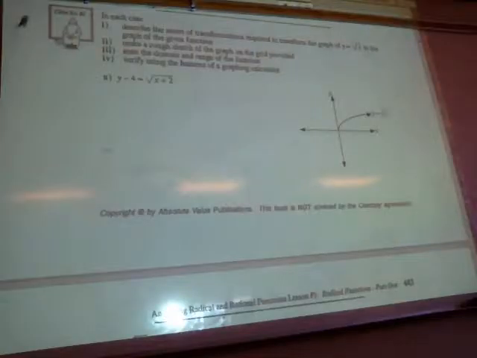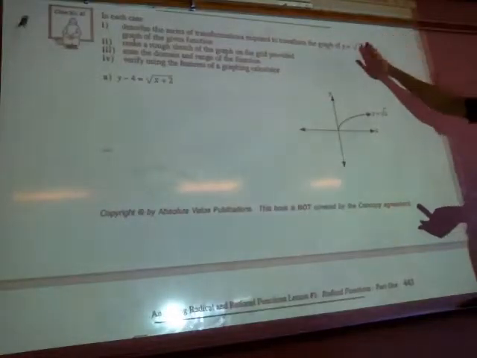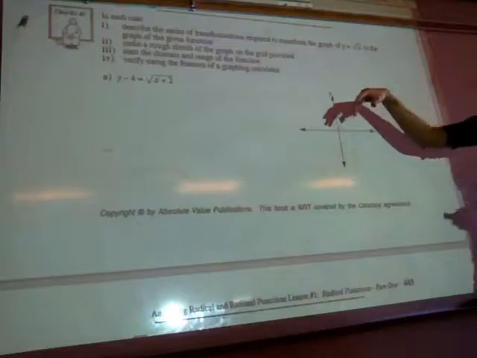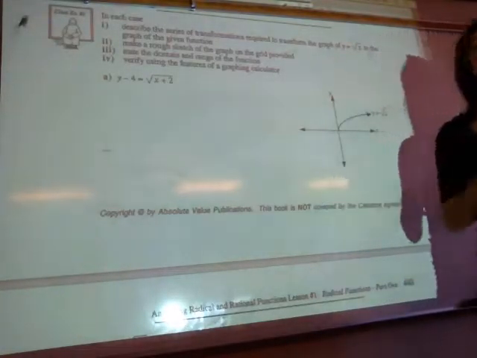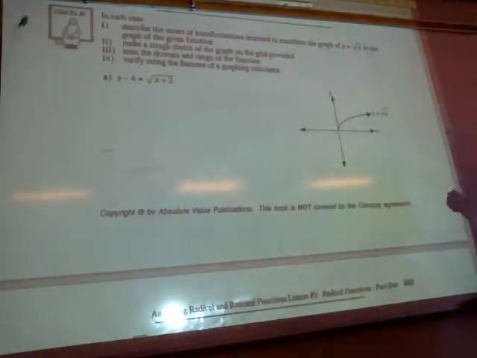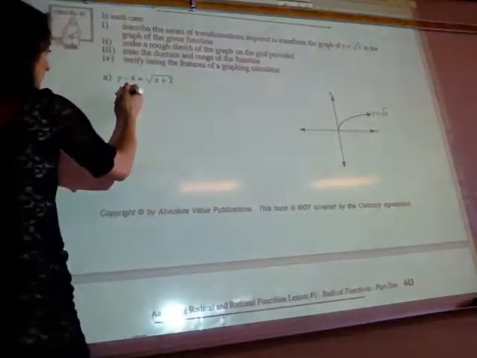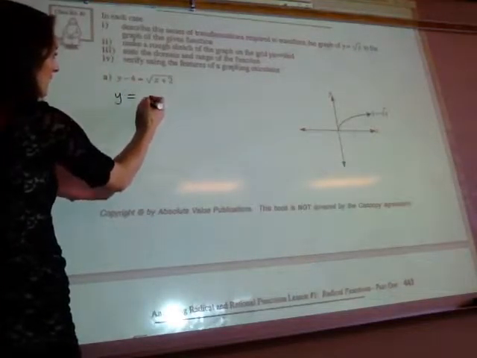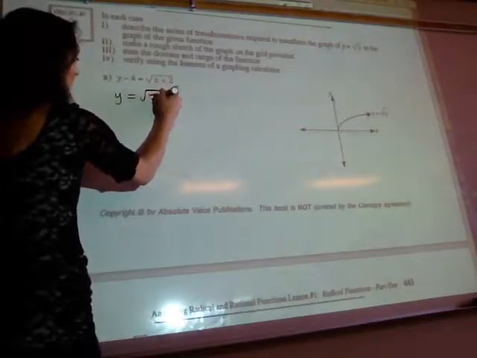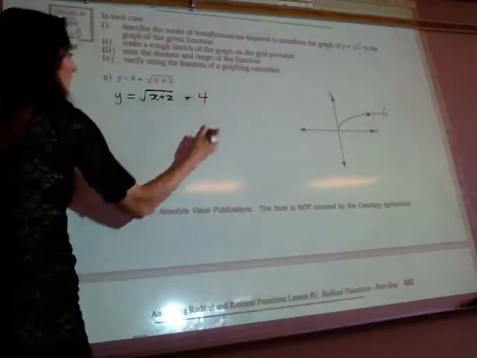Alright, so let's compare the graph of the square root of x. We're going to then make a rough sketch of the graph y minus 4 equals the square root of x plus 2. And we're going to state the domain and range of the new function. So I always like to rearrange for y equals. We'll get y equals the square root of x plus 2 plus 4.